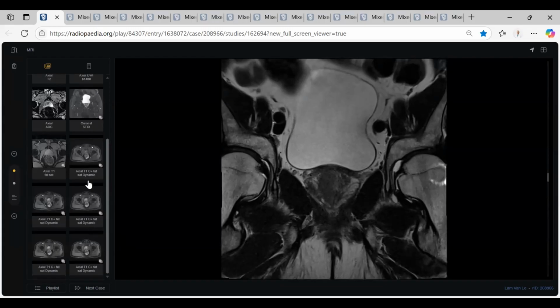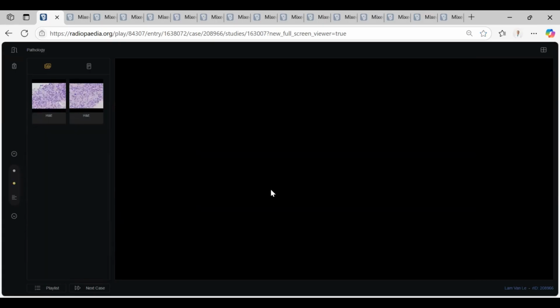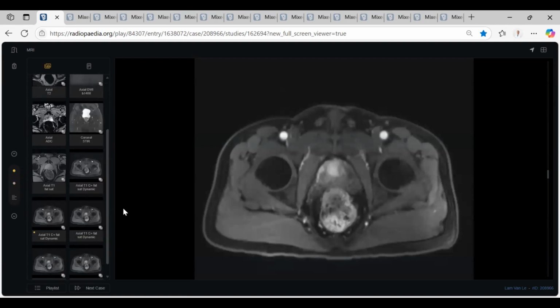Okay, this is post contrast dynamic. What do you think? Yes, we can see non-homogeneous significant enhancement at the early arterial phase. What else? There is something very important here. What else?